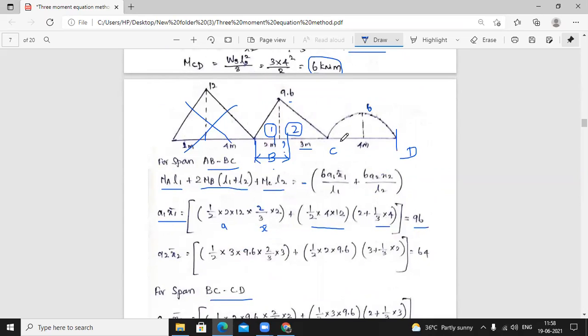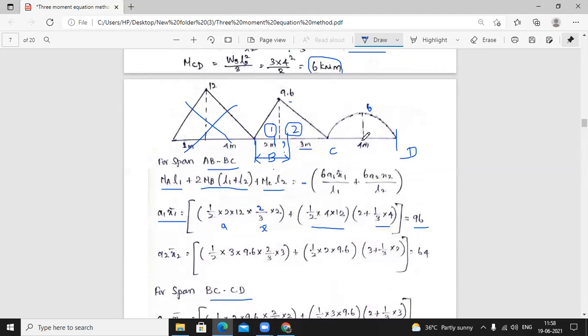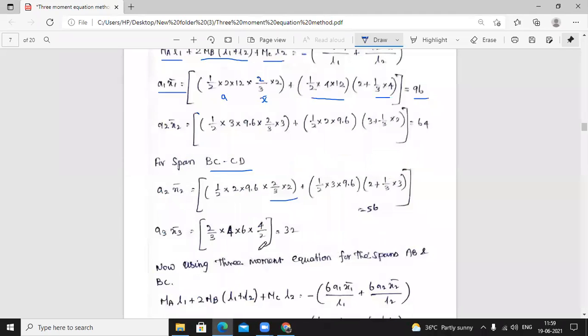Next, coming to the CD span. It is very easy because it is a symmetrical parabolic section. What is the area of a symmetrical parabolic section? It is 2/3 of B into H. So 2/3, what is B? 4 meter. H is 6. And what is the centroid distance from D? For this BC and CD span, D is the edge point, so we take the centroid from D. The centroid distance is 4/2, because it is a symmetrical parabola.